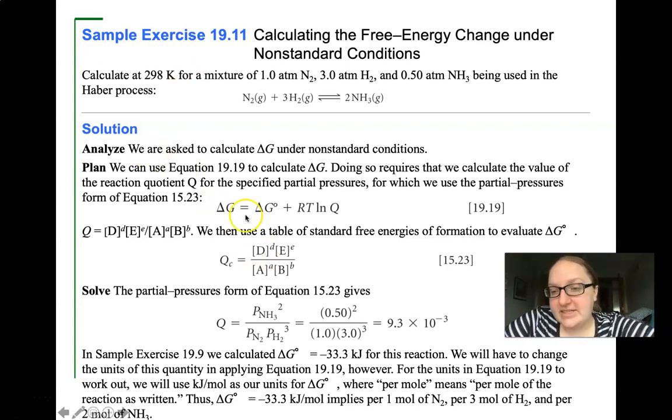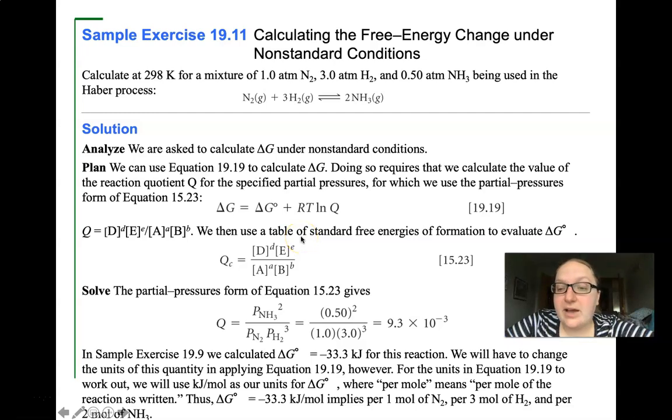So the way that we calculate it is the same. So we're going to take the products raised to their powers, which are going to come from our coefficients in front. And then we're going to plug our values that we were given in to find what Q is. Then we're going to take that value of Q and plug it into this equation that we're given for non-standard delta G. Remember, without the little naught, it's non-standard. With the little naught, it's under standard conditions.